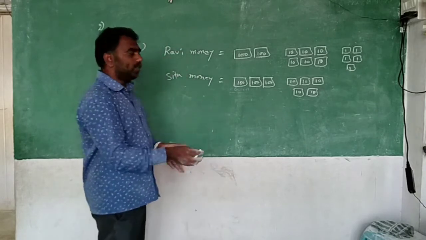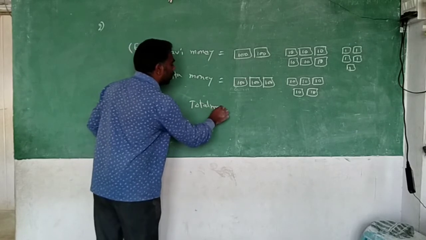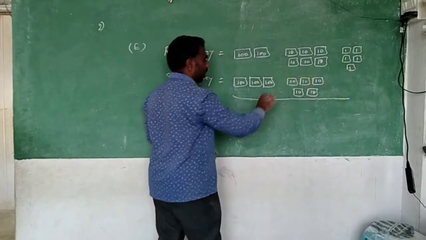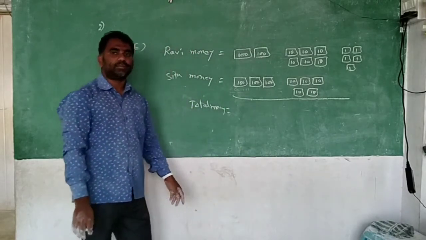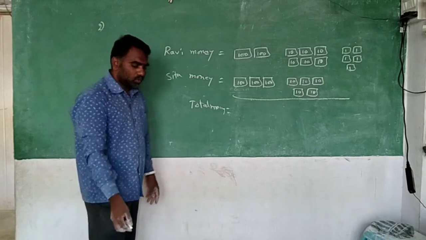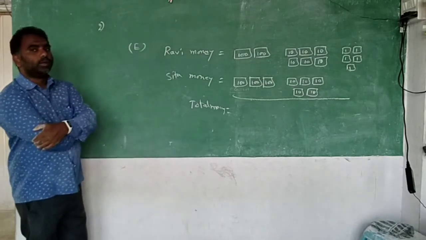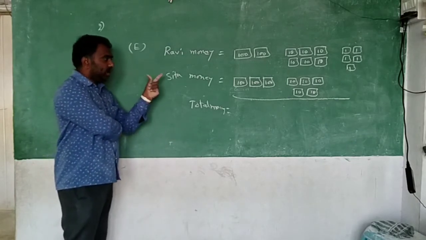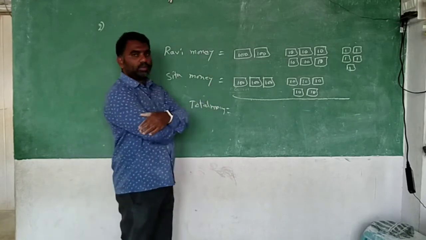Now, all together, how much money is there? Means I am writing here total money. You can count it now. All together you can count and you can write. After that, what is the answer you are getting? You find it here. Okay. Now, pause the video for some time. So pause the video and then write these all the steps. If possible, now only answer the questions.